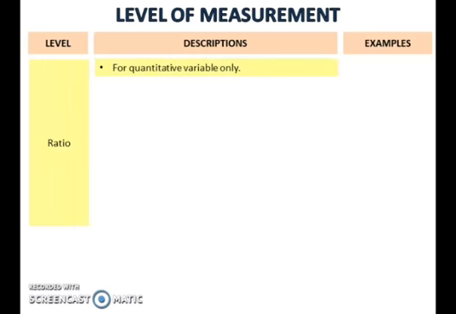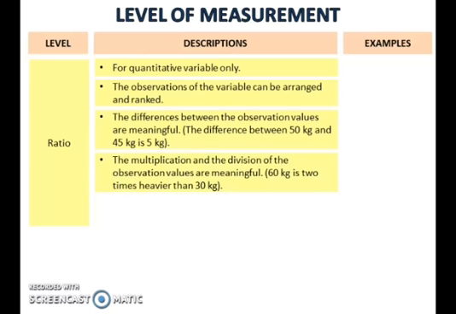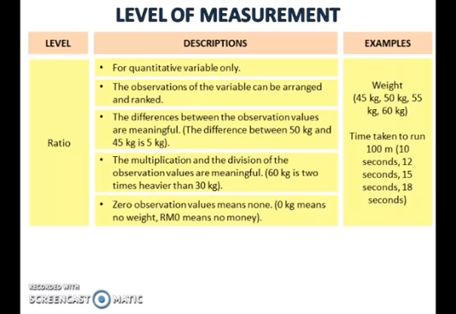Ratio is for a quantitative variable only. It is for variable about which the observation can be arranged and ranked. The differences between the observation values are meaningful, and the multiplication and the division of the observation values are meaningful. Also, for variable with ratio level of measurement, zero observation value means none.